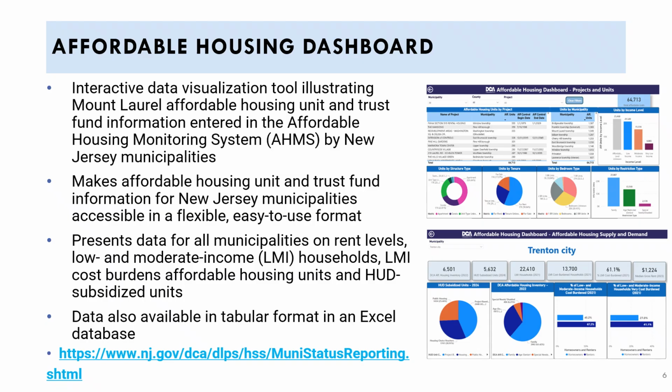We also have a supply and demand tab that enables you to see the number of HUD subsidized units in your community and the number of affordable units by type. You can use this to find how many housing choice vouchers you have in your community, how many public housing units, and also how many project-based Section 8 units as well as to determine the percentage of low and moderate income households that are cost burdened and very cost burdened.